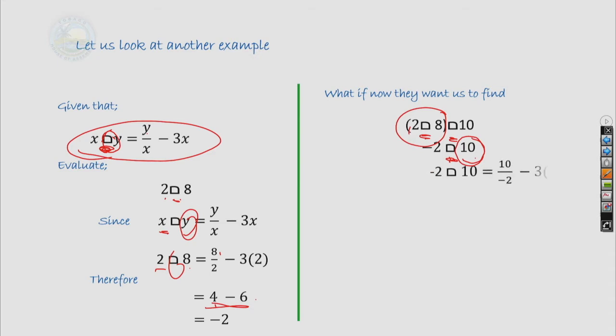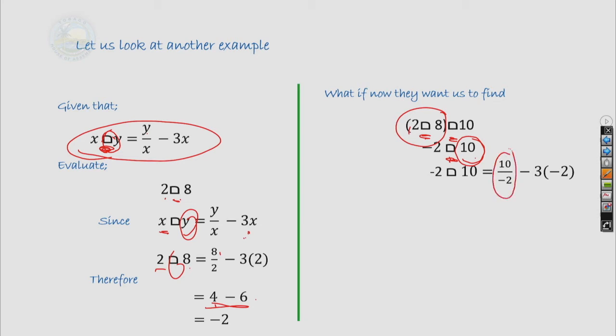So this gives us 10 divided by -2. -2 is in front of the binary operation, so it becomes 10 divided by -2, subtract 3 times what is in front of the binary operation based on the definition. What is in front of the binary operation is -2. Now our laws of integers come into play. So we are going to do our division.